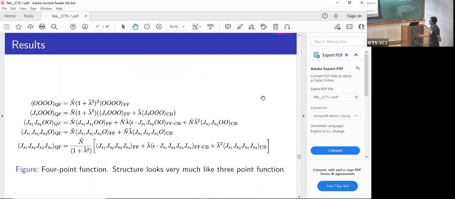At the level of the 4-point function, this result was already known earlier. Scalar 4-point function. This result was also known for the stress tensor and the 3-point function. But this is a result for two spins S1, S2, with exactly a similar structure. Please look at this 4-point function of S1, S2, S3, S4. This is the full answer.